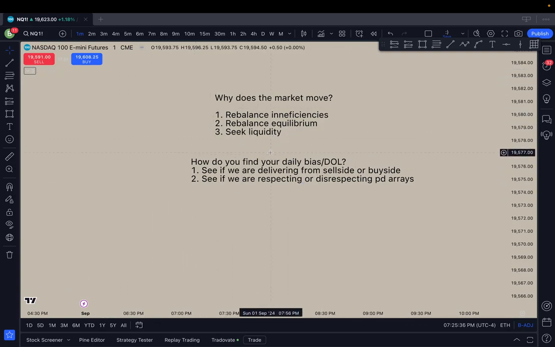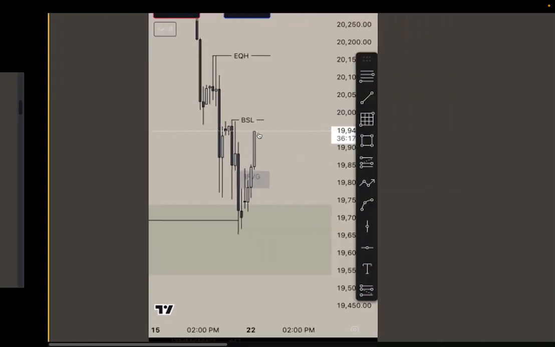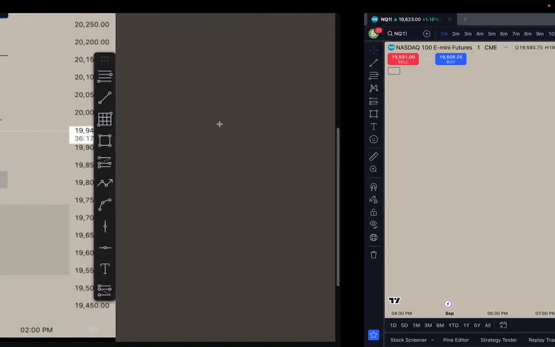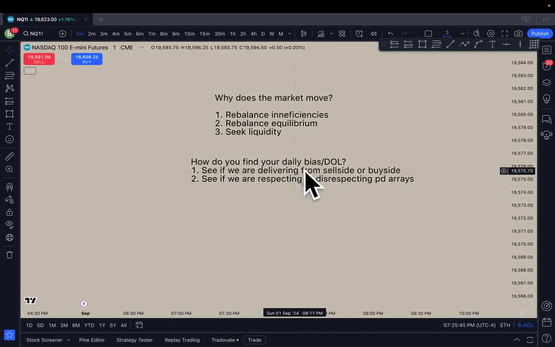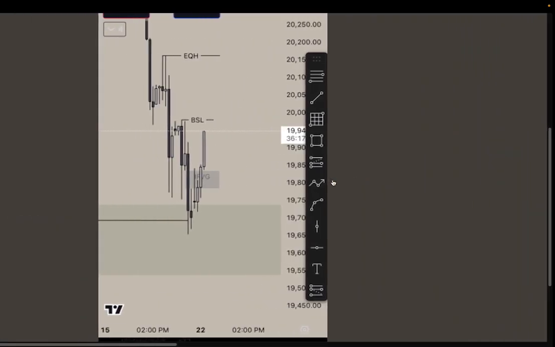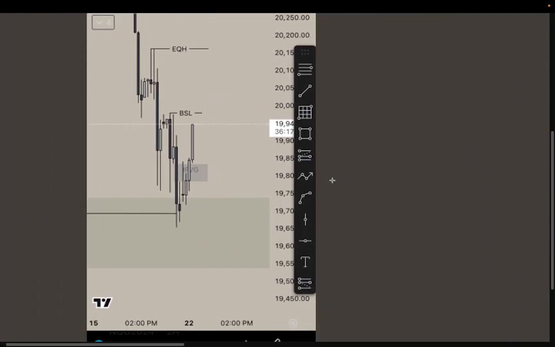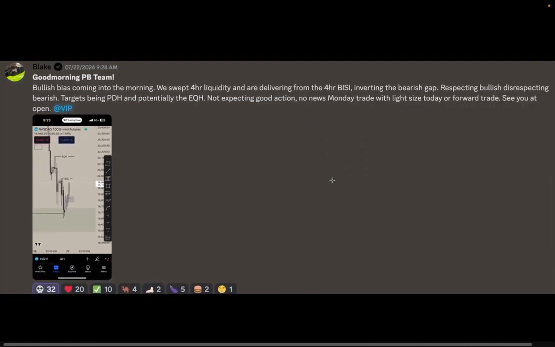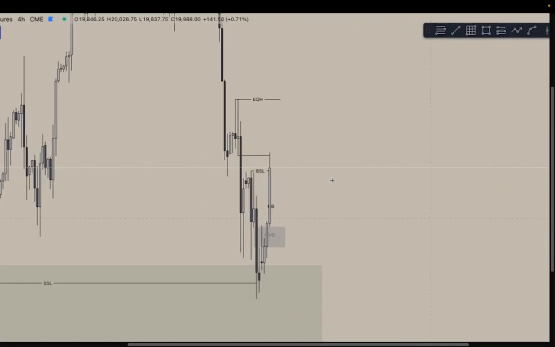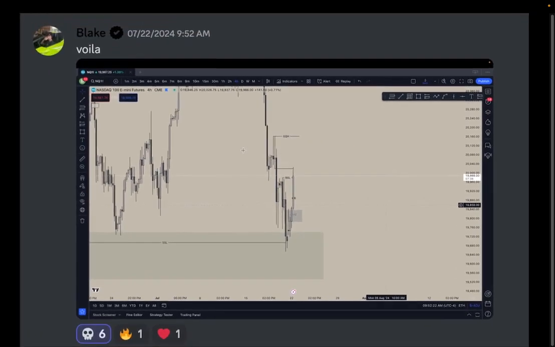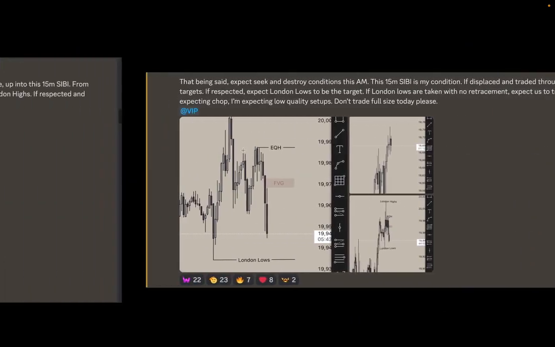Okay, so first off, why is the market moving? In this example, we're moving to seek liquidity, right? To seek this liquidity here. And then here, we are delivering from sell side and we're disrespecting bearish PD arrays, okay? And what happens is we traded and we delivered towards that buy side liquidity and towards that order block right there. Okay, that's example number 1.